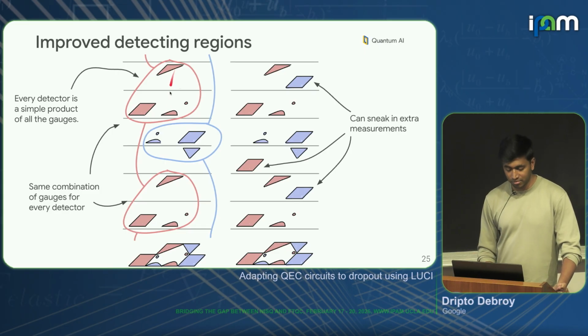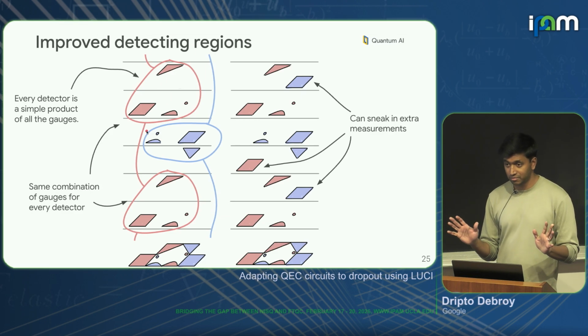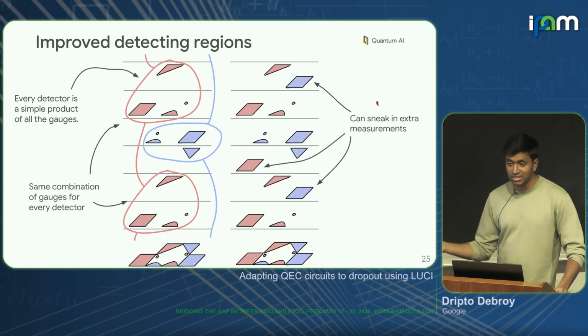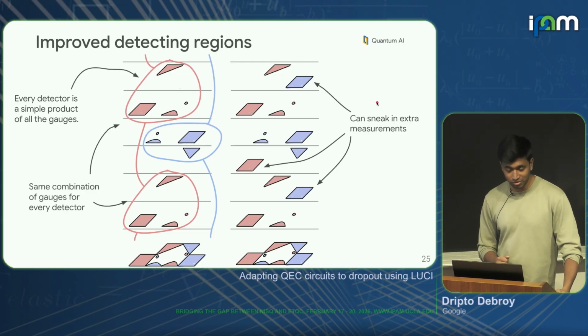And the detectors are going to be formed by these 4 measurements plus these 4 measurements, these 4 measurements plus the future ones, and so on. Does that make sense? Great. The interesting thing is that you can tell the ILP solver to try to sneak in extra measurements as long as they improve your gauge group.